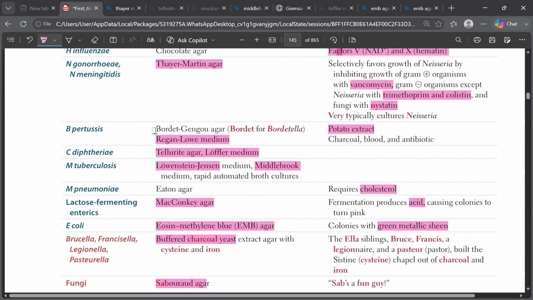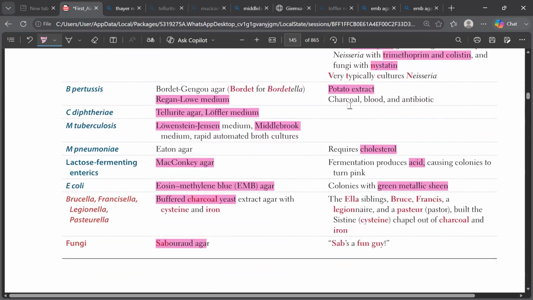Then we have Bordetella by Bordet, obviously, and Regan-Lowe medium, which had a black appearance, charcoal, blood and antibiotics. C. diphtheria by Tellurite agar and Loeffler medium. M. tuberculosis with Lowenstein-Jensen and Middlebrook. M. pneumonia with Eaton agar that requires cholesterol. Lactose fermenting with MacConkey, non-fermenting with EMB. These siblings with buffered charcoal yeast requiring cysteine and iron, and fungi with several agar.